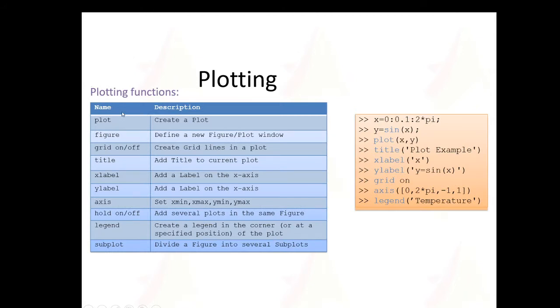So some of the plotting functions, I am consolidating here. The plot means create the plot figure, define the new figure or plot window. Then grid off is another thing available. Create the grid lines, that is checked lines in a plot, title, x label, y label, and axis, hold off, legend, subplots. Okay, so these are all the things.